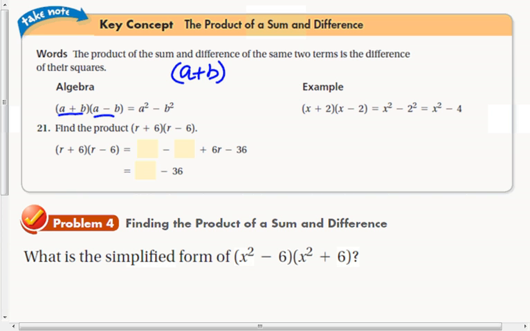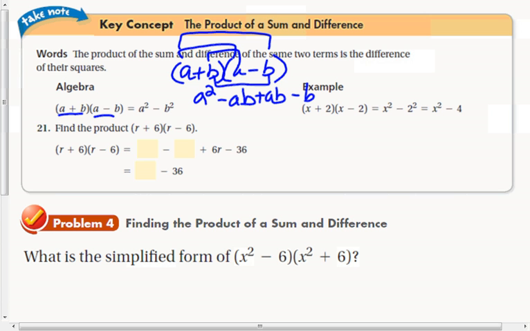Let's use the FOIL method, and you'll see why. I'm going to do a times a, a squared, then the outside is a times b with a minus in front of it, and the inside two are a times b with a plus in front of it, and then my last two are minus b squared. Notice that these two will equal 0, and that always happens when you have the exact same numbers, just one is a sum and the other is a difference. So if you expanded this product, you would get a squared minus b squared. Knowing that, you can just do this squared minus that squared to get your answer.